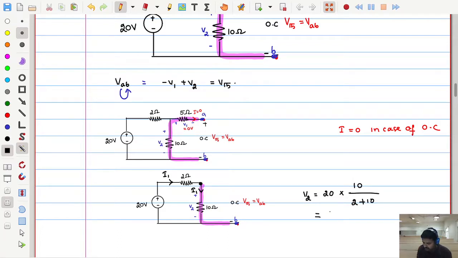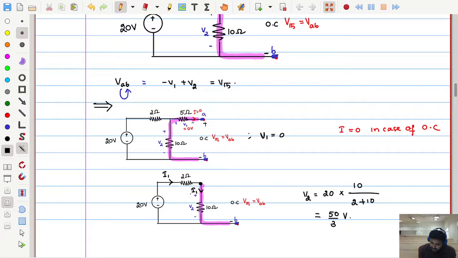So 50 by 3 is what? 16.63. Okay, let me keep it as 50 by 3 as it is. So 50 by 3 is V2. Now try to observe from here, whatever analysis I did is only to get V1 and V2. Here itself I can say V1 is equal to 0 because it is an open circuit, in which the current flowing through 5 ohms is 0, thereby the voltage is 0.